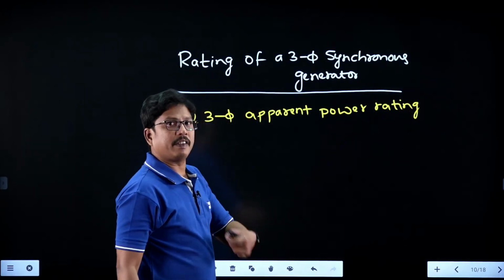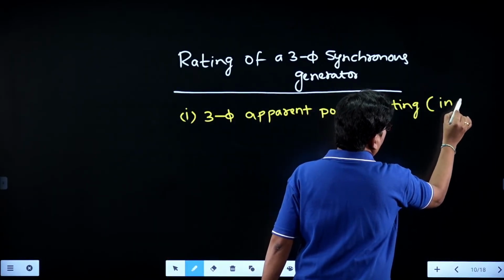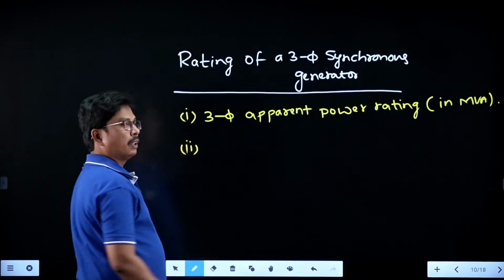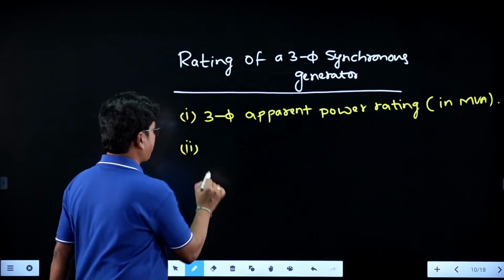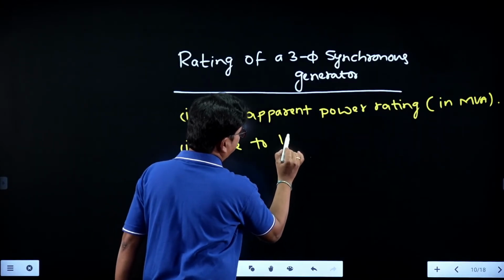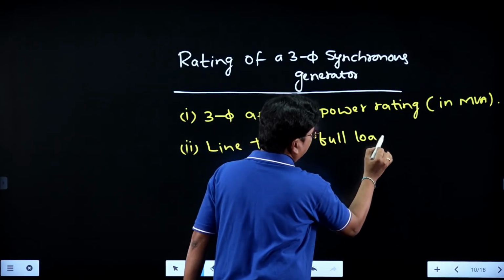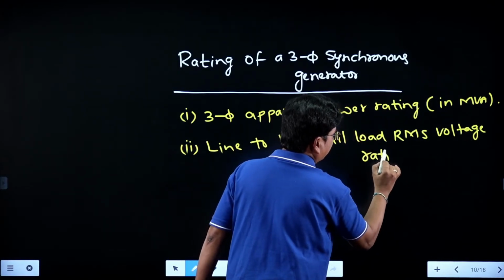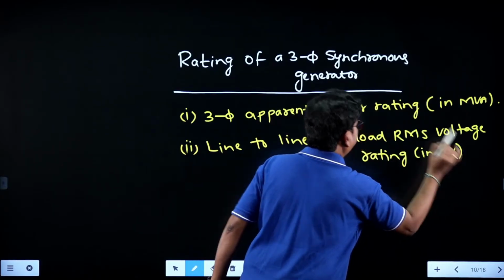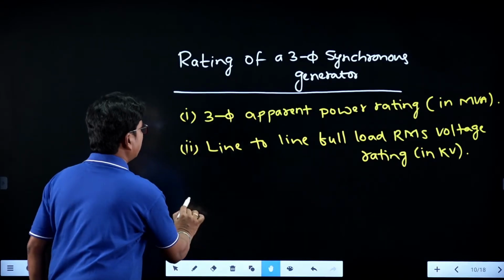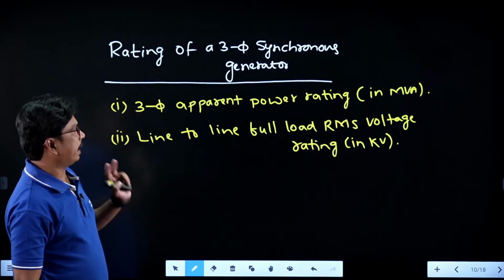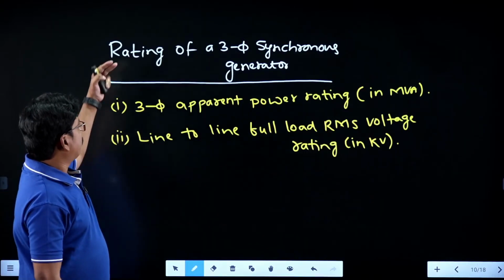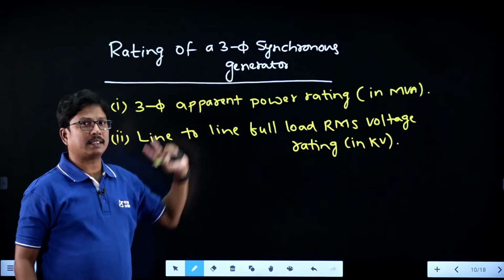It should be given in MVA. Normally it will be given in MVA, megavolt ampere, and along with this they will give the line to line full load RMS voltage rating, which will be in kilovolts. So, these are the two ratings they will give: three-phase apparent power rating in MVA, and line to line full load RMS voltage rating in kilovolts. Whatever they have given, you can take those as the base values.